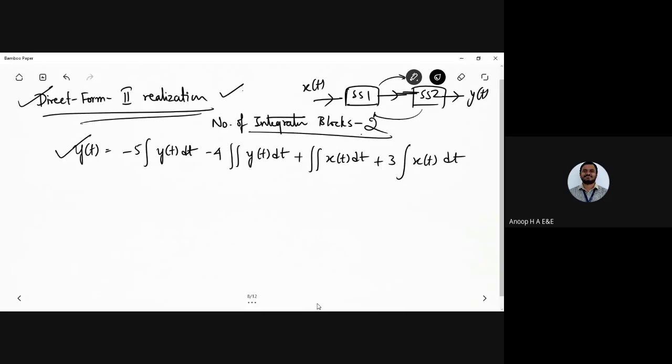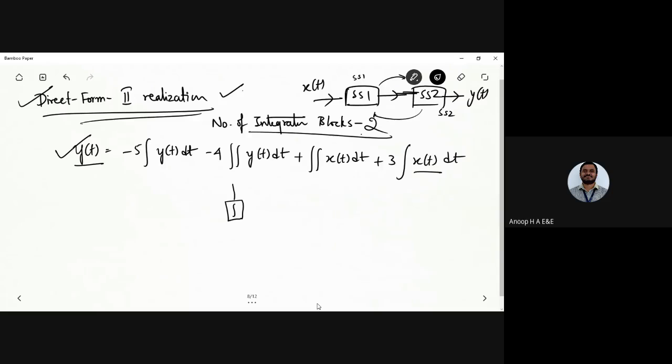Yes, so this was the given problem, what was asked previously, where y of t is the output and x of t is the input there. So in direct form 2 realization, I repeat, the subsystem 1 that was realized and the subsystem 2 that is present have to be interchanged. The coefficients governing subsystem 1 and subsystem 2 have to be interchanged, and then you realize it in direct form 2. Here you are going to find out the number of integrator blocks.